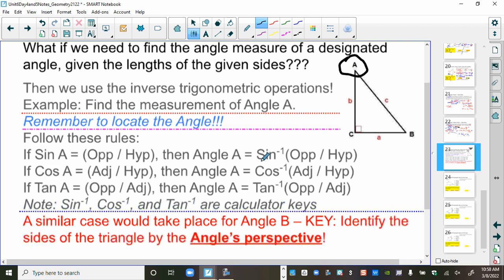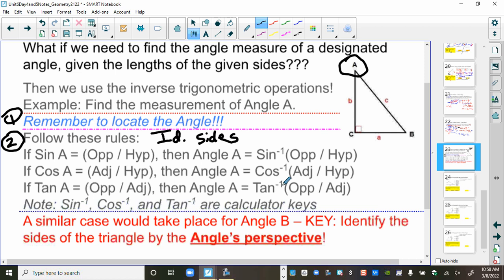Now, I am listing them for all three. So when we do these problems, now we're just going to find the angle measured. But again, you still have to locate your angle first. That's still number one. And then number two, identify your sides. You still need to do that. Locate angle. ID sides.